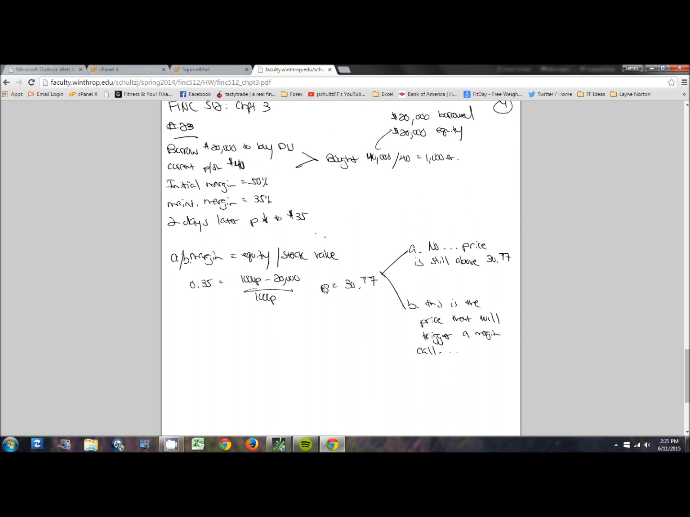The price is $30.77. So what does that mean? The stock price can fall all the way down to $30.77 before you get a margin call. The stock price has only fallen to $35. So no, the price is still above $30.77. This is the price that would trigger that margin call. So you're good. You bought Disney at 40, you're on margin for 20,000, 50%, right? You have all the way until that thing falls to $30.77 until you need to post any additional margin.